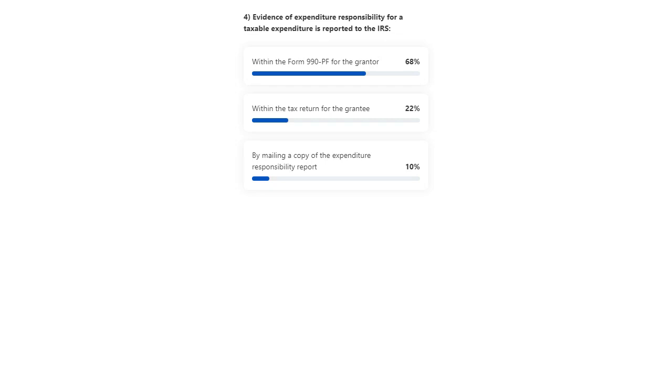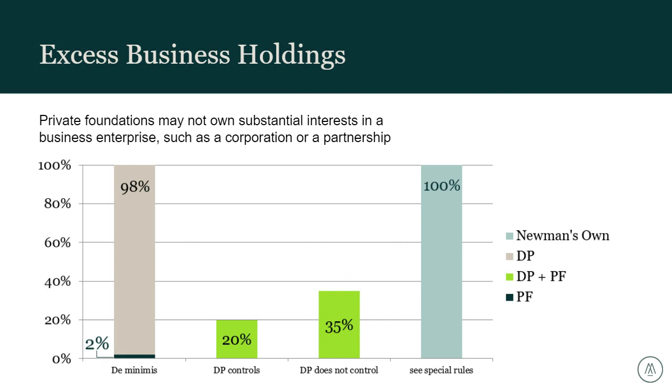And our last section here today, which we have only a few minutes left, is regarding excess business holdings. This chart that's in front of you is honestly my go-to. I think it's a great visual of when excess business holdings come into play. And so if you own 2% or less of an investment, it's considered de minimis, and you really don't have to worry too much about that investment.